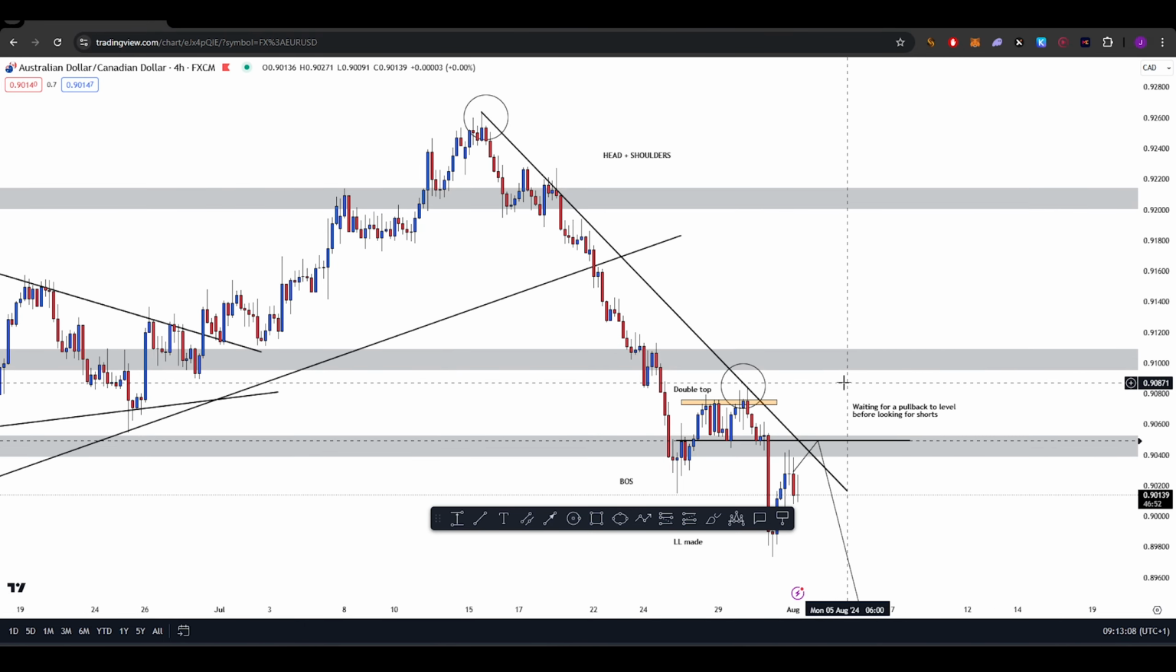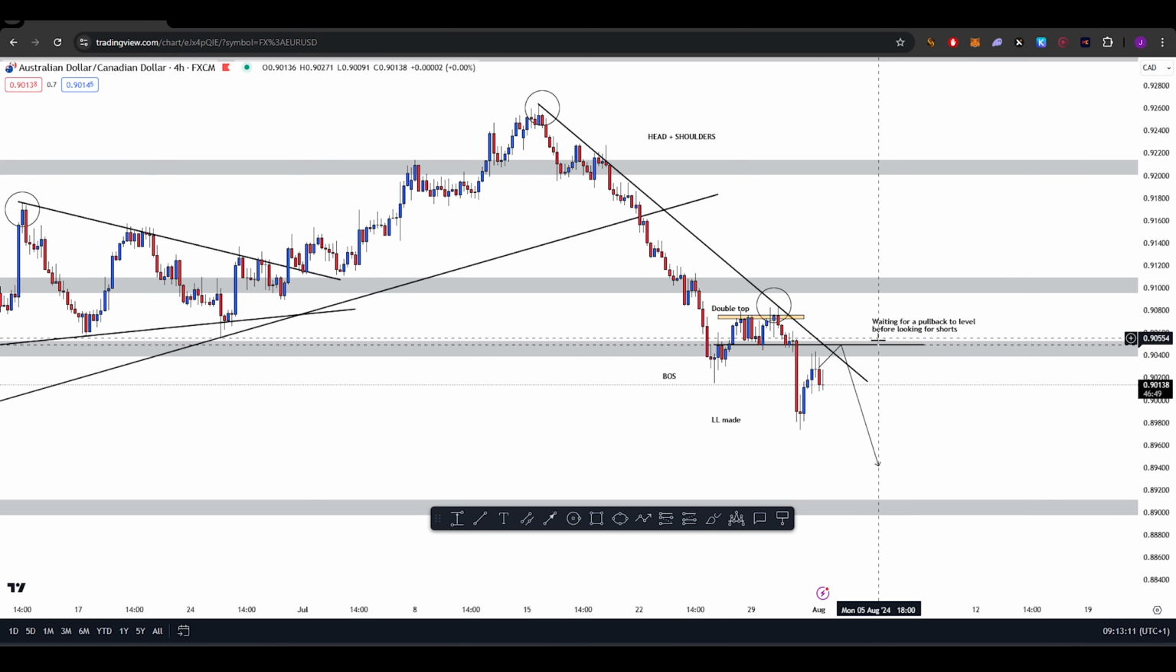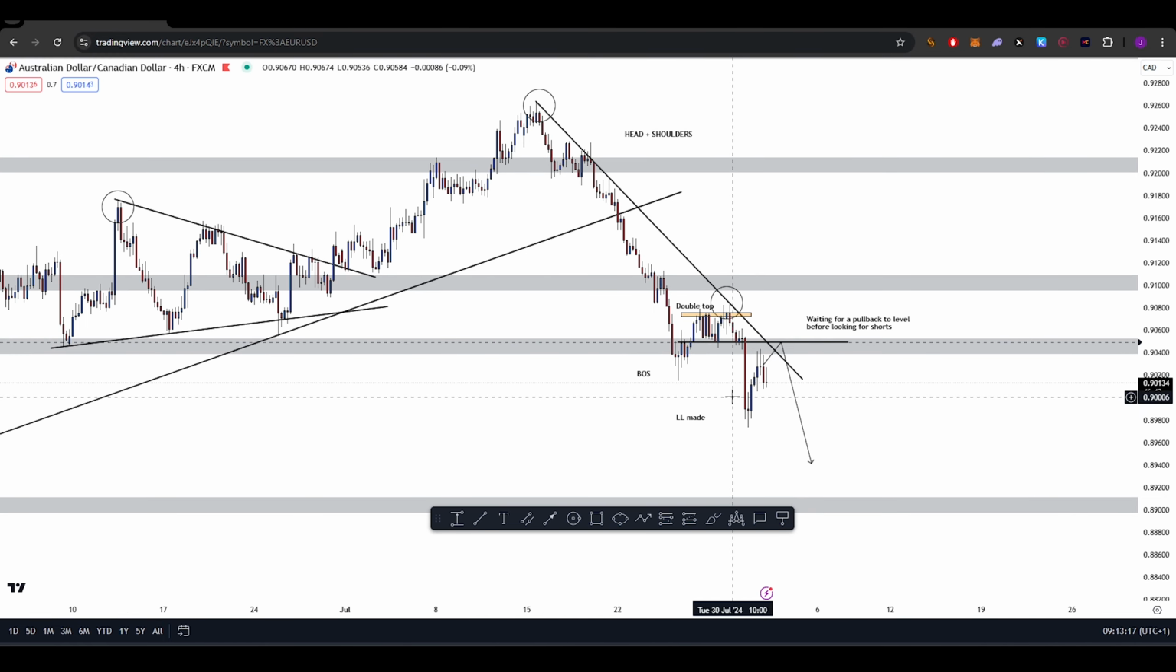And then other pair I'm looking at is Aussie Canadian dollar as well. So we've had a double top there, consolidated a bit, broke there, broken structure, broken this level of support, made a lower low.